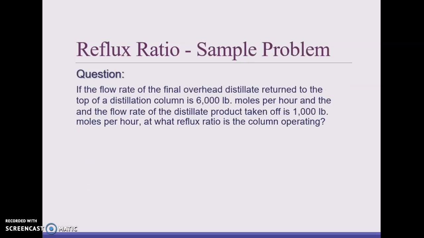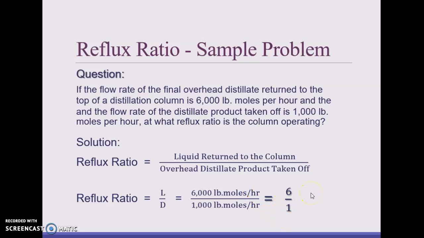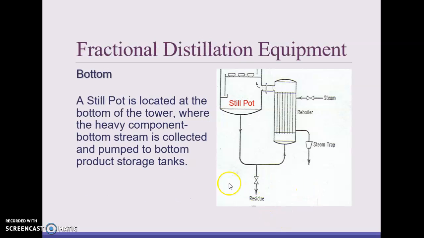Okay, if the flow of the final overhead distillate returned to the top of the column is 6,000 moles per hour, or it could be gallons per minute, it doesn't really matter, just as long as they're in the same units. And the flow rate of the distillate product taken off is 1,000 moles per hour. What's the reflux ratio? So you take the liquid returned to the column, which is this 6,000, and you divide it by the amount that is pulled off as product, which is 1,000. So this ratio is 6 to 1. Okay, and you'll hear that. That'll be definitely on your test.